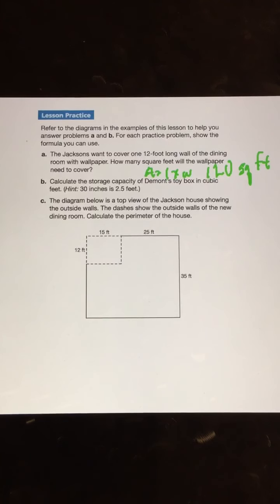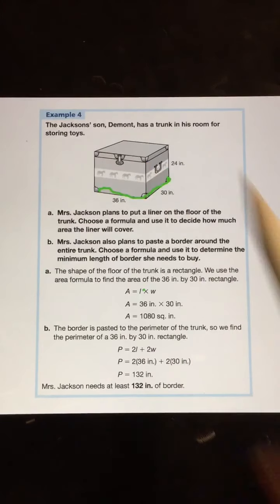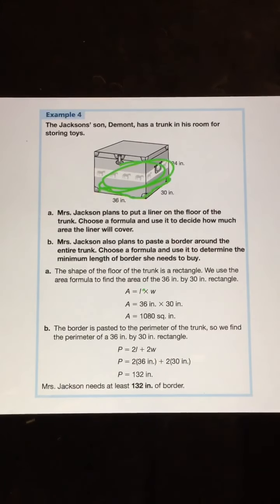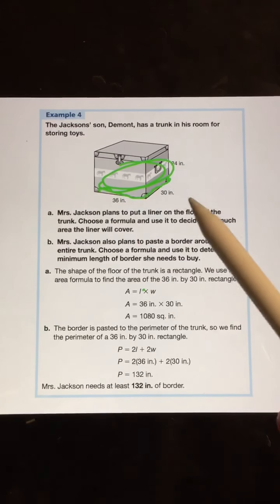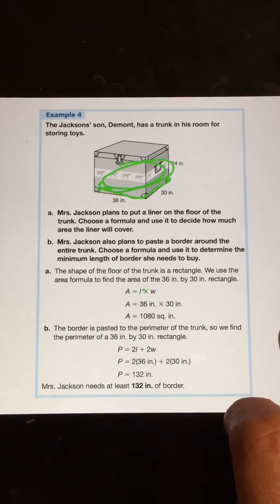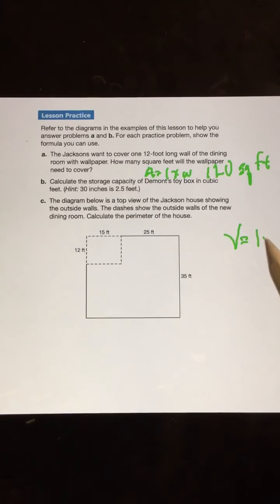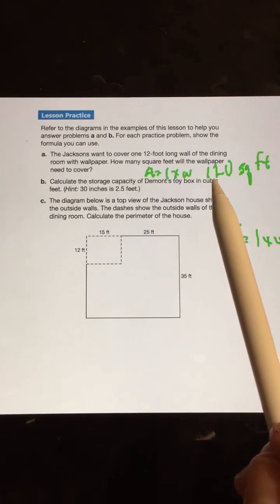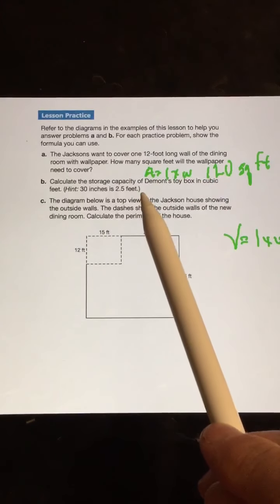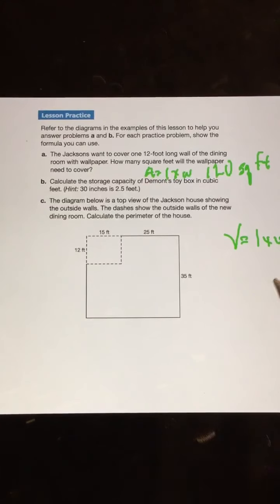All right, now we need to calculate the storage capacity of DeMont's toy box in cubic feet. So guess what? The capacity. That means that we are looking at what this could hold inside of it, right? How much stuff we could put in there. All right, so for our formula, we are doing length times width times height to fill it up, correct? Now, it says that we're going to calculate it in feet. So we need to think about the volume.